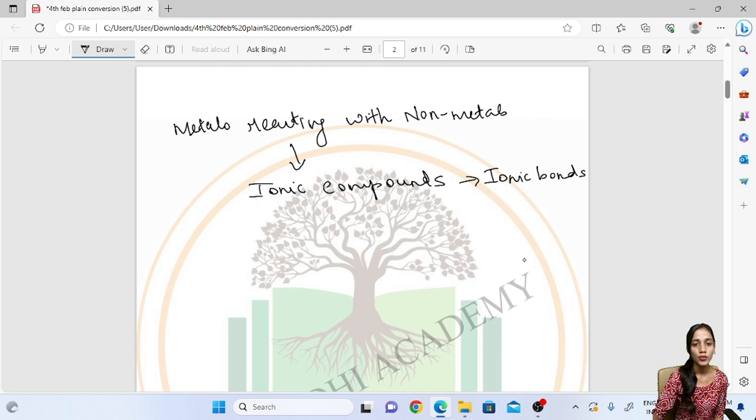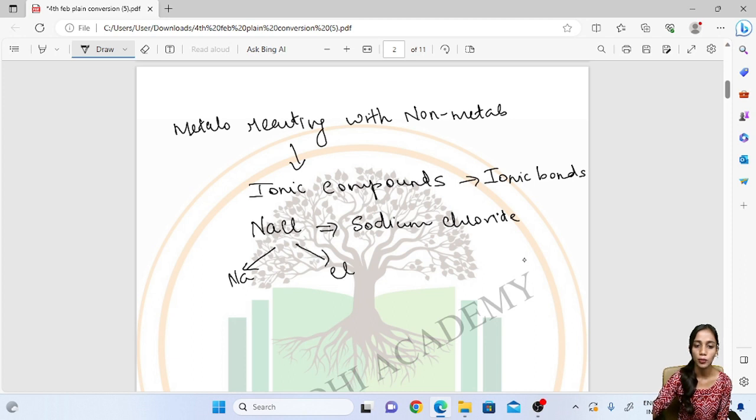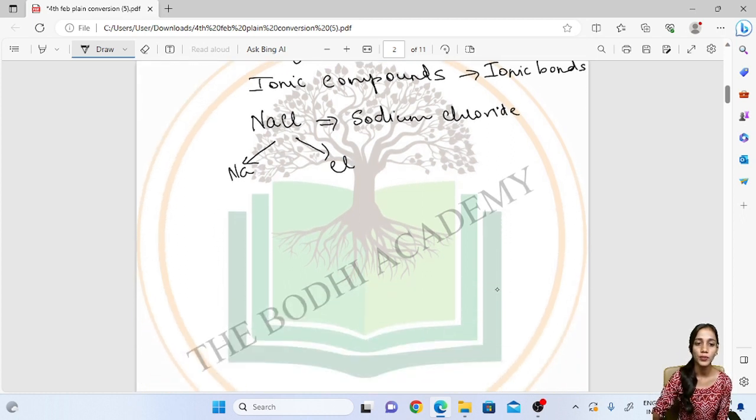Now, to study this, we need to study the formation of an ionic compound. Here I will take an example of a compound, NaCl, that is sodium chloride. Over here the metal is sodium and the non-metal is chlorine. To study the formation of an ionic compound we need to study it in depth, starting from its atomic number.